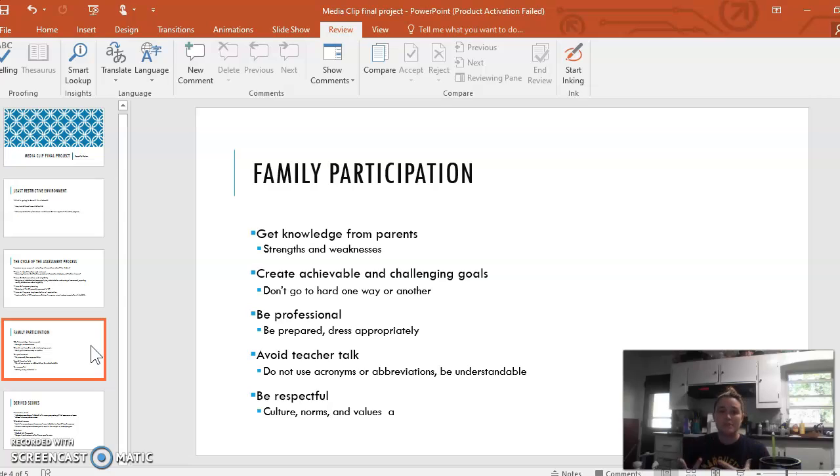Dressing appropriately, just dressing professionally for those meetings. Obviously, right now with COVID, it's a little different because all of our IEP meetings at the school I'm at are virtual.